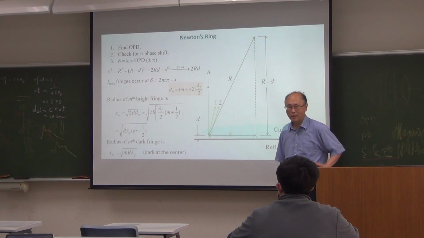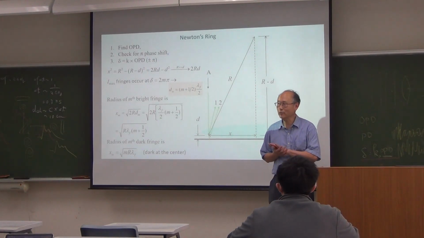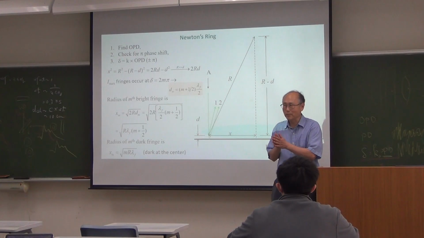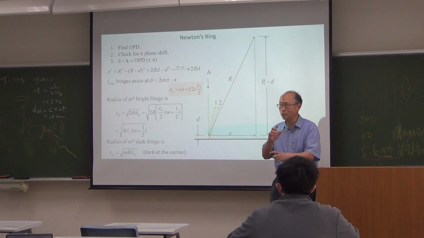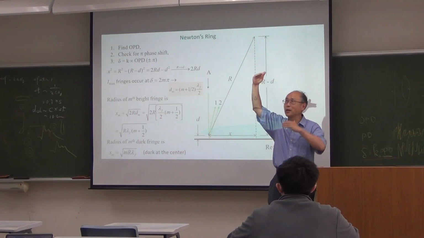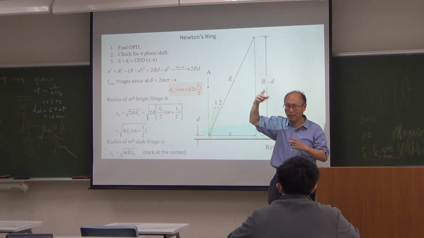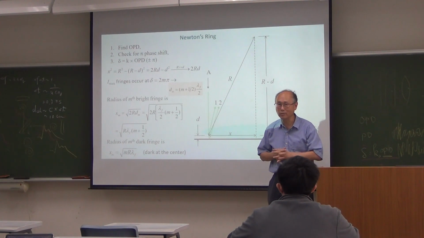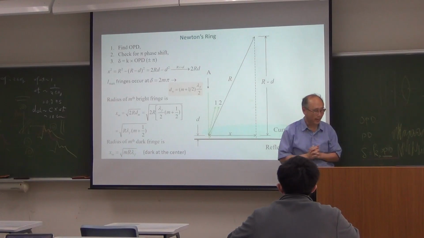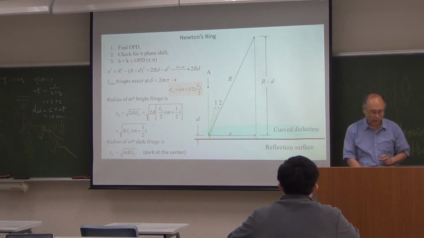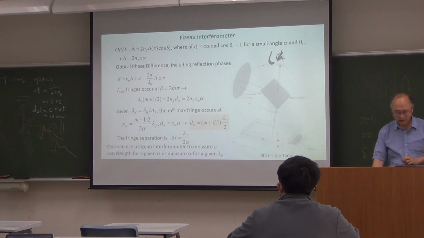Okay. Unfortunately, today I don't have a filter. If I use, for example, some color filter, then it's possible that you will see the Newton's ring. Okay, so just put the color filter to narrow down the spectrum of this light. Then you'll be able to see the Newton's ring.